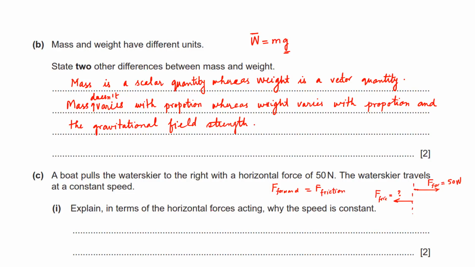So we have to basically explain all of this in terms of these forces acting on the speed. So we can just simply write that the horizontal forces cancel out each other. So this 50 Newton force is cancelled out by the force of friction, and overall there is no resultant force. So no resultant force. So F resultant is equal to 0. And that means that there is no acceleration, or constant speed. So let's write it.